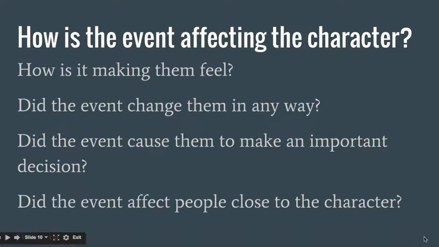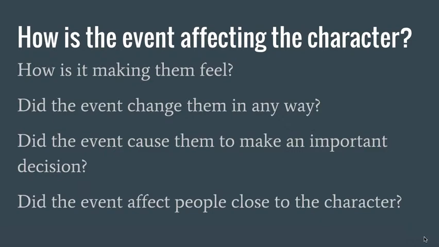Another thing you want to think about is, did the event cause them to make an important decision? Did they do something because of that event? Another thing to think about is, did the event affect people close to the character? Are there other characters that are being affected because of the event? So when you're describing how the event is affecting the character, you're really going to want to think about these questions and answer some of these questions. You don't need to answer all of them, but consider them when you're thinking about how the event affected the character.